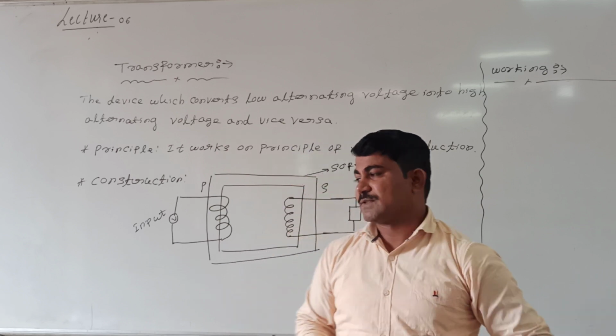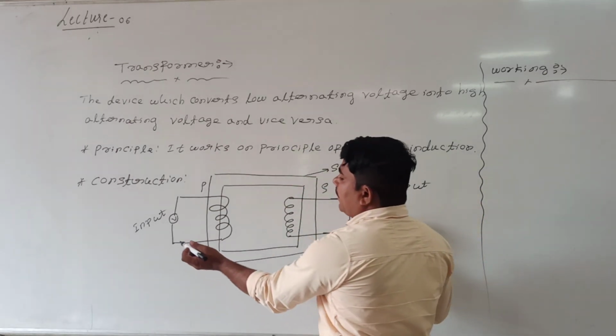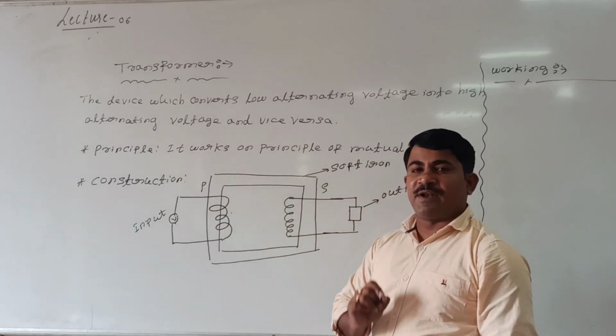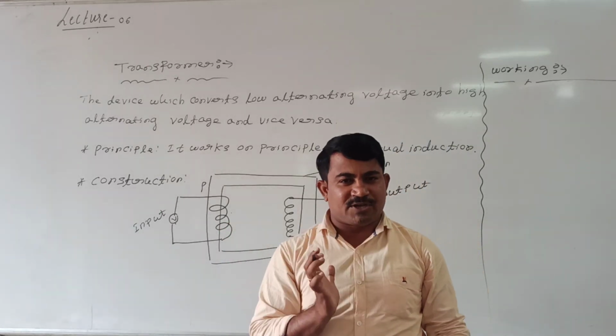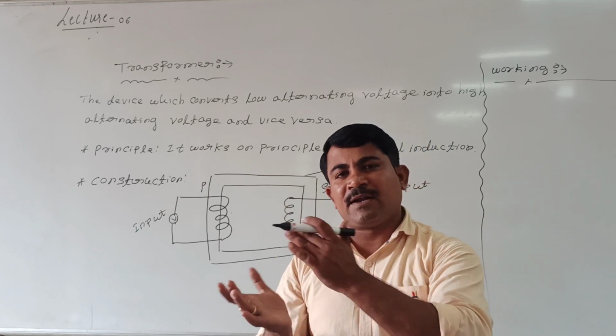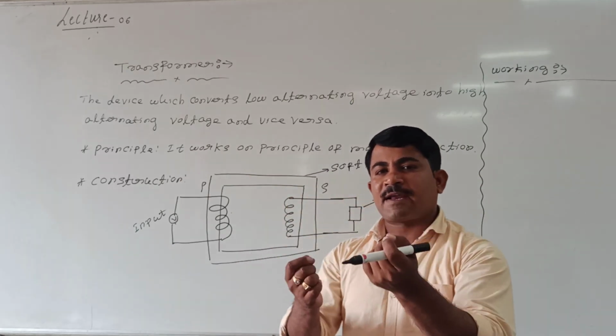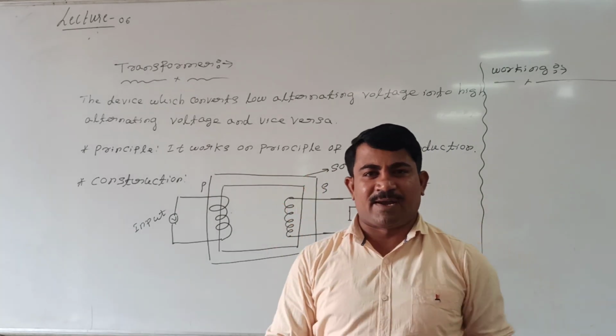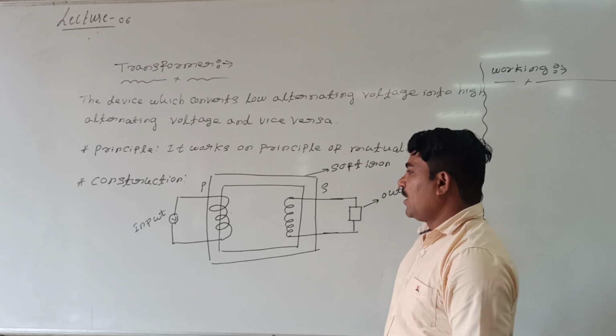See here, once again I am saying, when input alternating voltage is applied to the primary coil, the magnetic flux linked with the primary coil changes. That changing magnetic flux of the primary coil links to the secondary coil, and an EMF is induced in the secondary coil. Very simple. We know that.